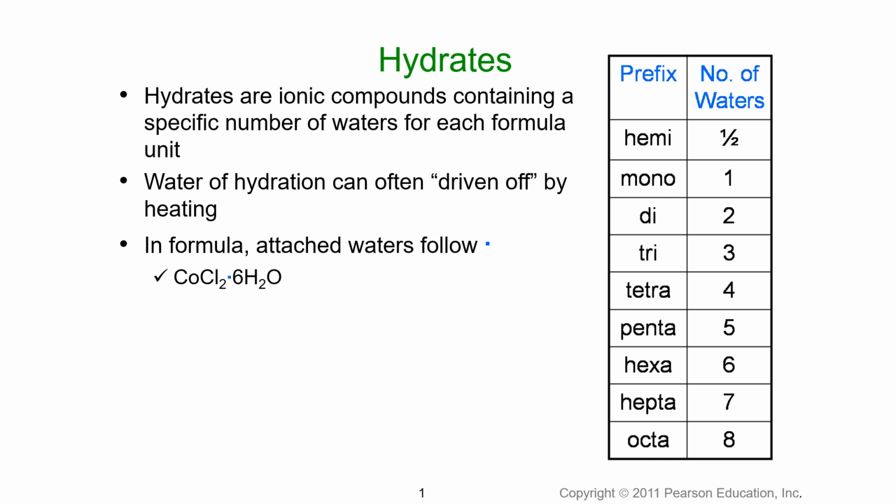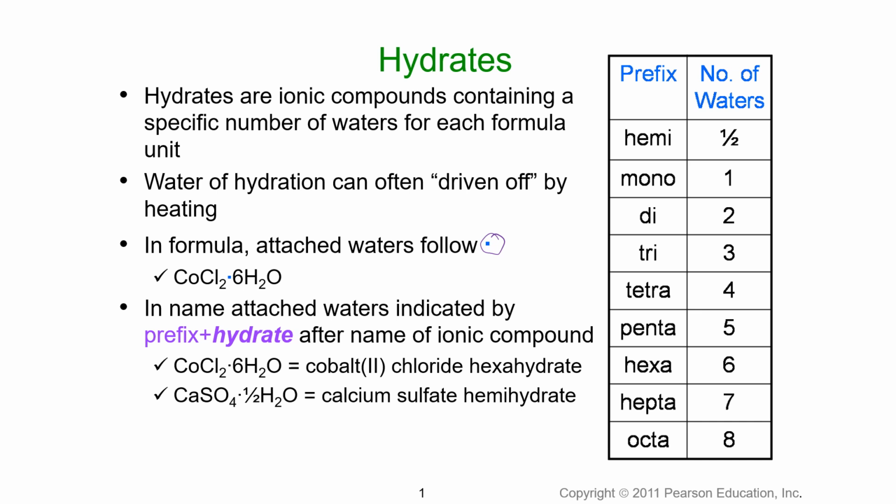When we write the formula, the way that we show the waters is by putting a dot. So we add a dot between the ionic compound formula and the number of waters that are included to show that they are indeed incorporated into that formula.